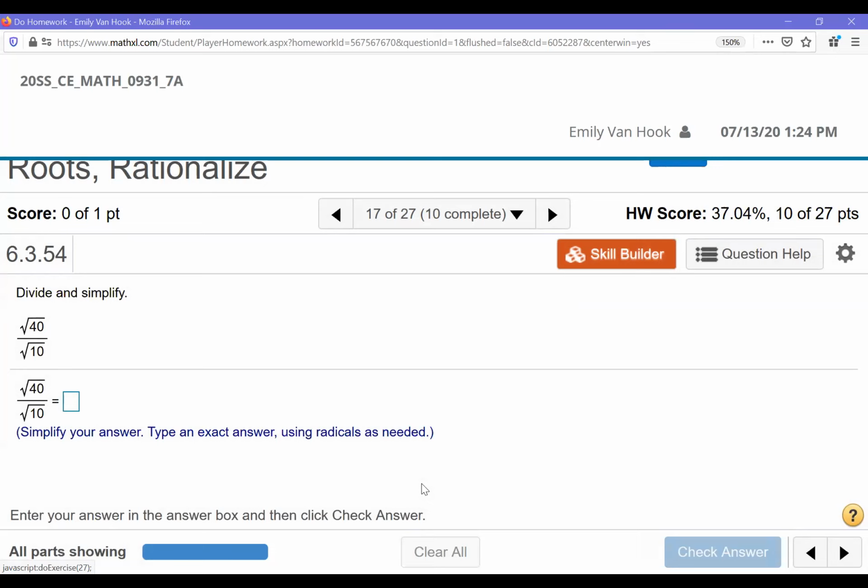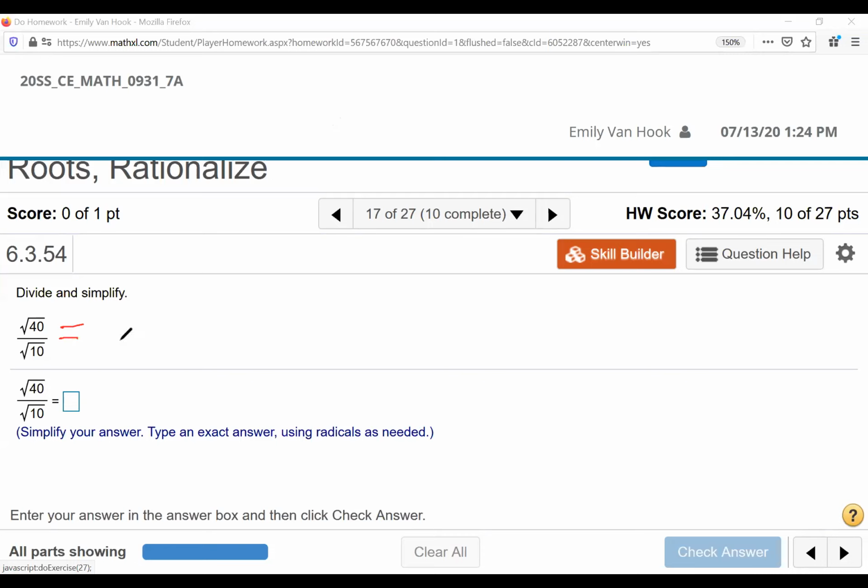So this one is the square root of 40 over the square root of 10. Try dividing those first. Put it together as the square root of 40 over 10. 40 divided by 10 is 4. This just becomes the square root of 4, which is 2. So our answer is just 2. That's it.